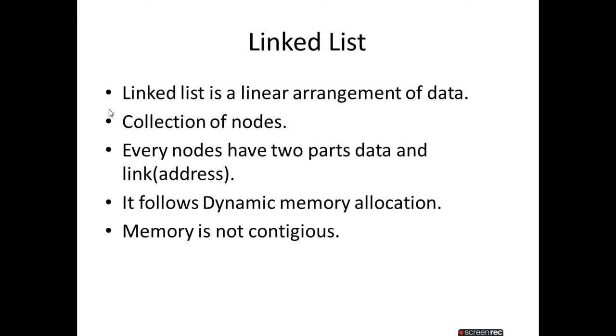Let's recap what I tried to say. First, a linked list is a linear arrangement of data. A linked list is a collection of nodes. Every node has two parts, the data part and the link part, or address part. The data part is used for storing the data. The link part stores the address of the next node, or is used for linking to the next node. A linked list follows dynamic memory allocation, and the memory allocated is not contiguous. But in the case of an array, contiguous memory allocation must be followed.